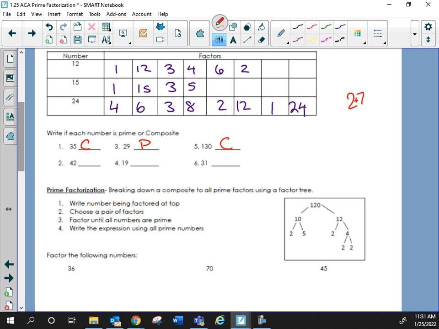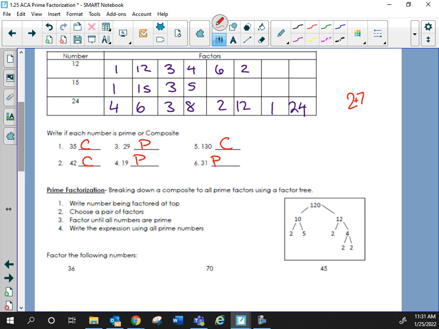All right, 42 class is composite. What are some factors? 2, 6, 7. Okay, as long as you think of any number besides 1 and itself, it's going to be composite. 19, prime, and 31. Prime. Very good.